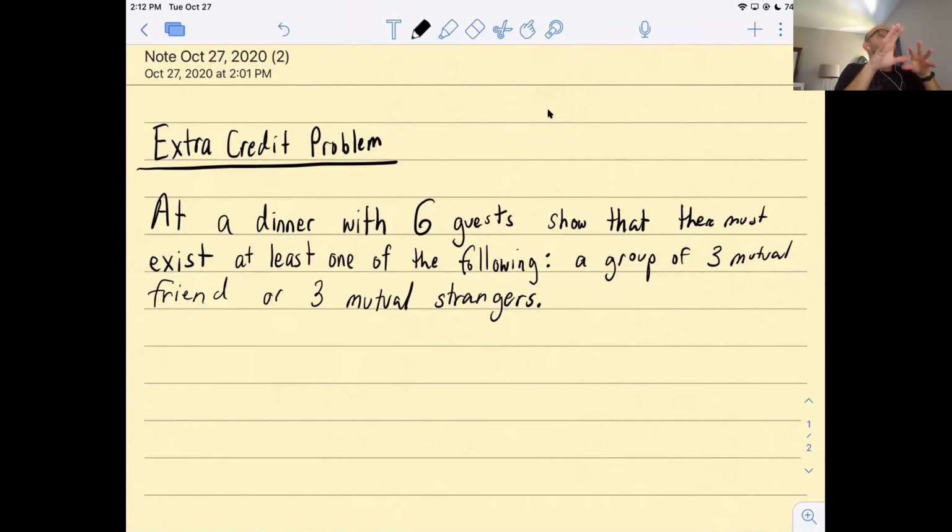So it's saying 6 people show up somewhere randomly. One of the following has to happen. There has to be a group of 3 people that all know each other, or there has to be a group of 3 people where nobody met each other before at all.